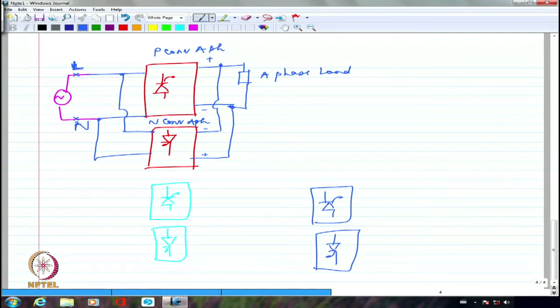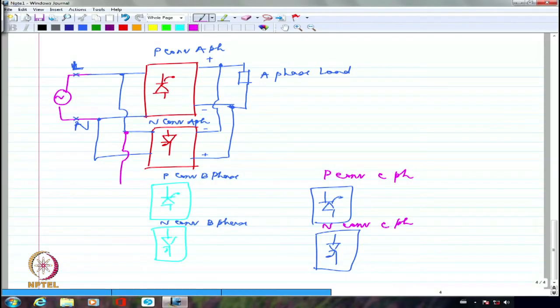Now I am going to have similarly, this is the P converter B phase and this is the N converter B phase. And this is going to be the P converter C phase, and this is going to be the N converter C phase. Now the input is very simple. I am going to connect it the same way. From here again I will take it up and connect it here, and from here I will take it up and connect it here. From here I will connect it. So all of them are connected to the same input. The input is essentially the same.